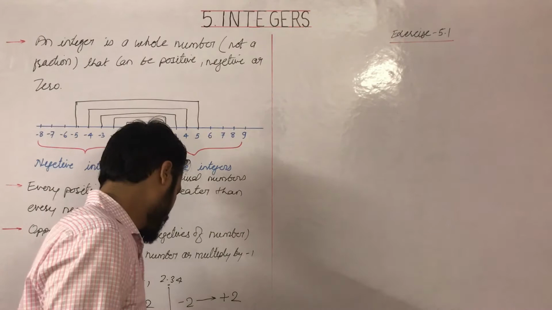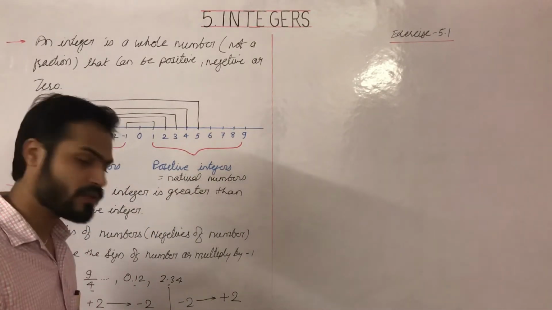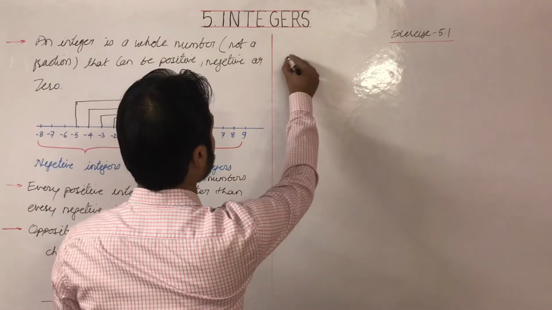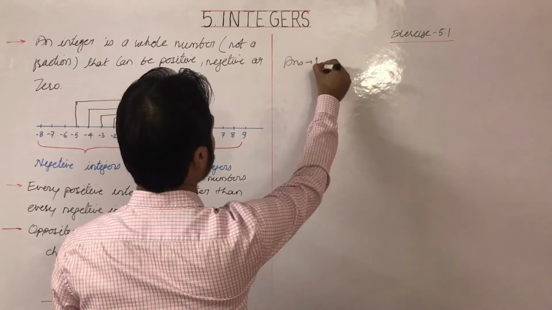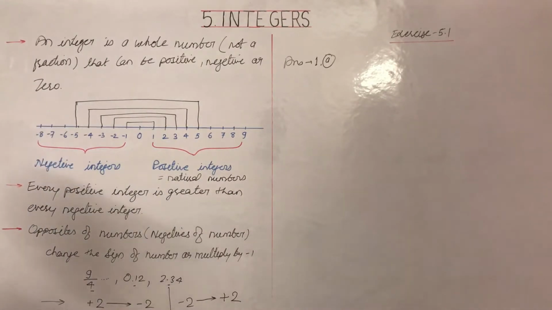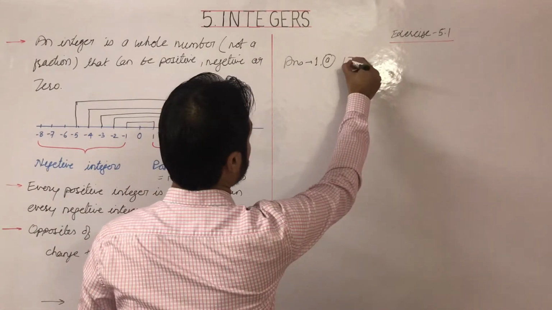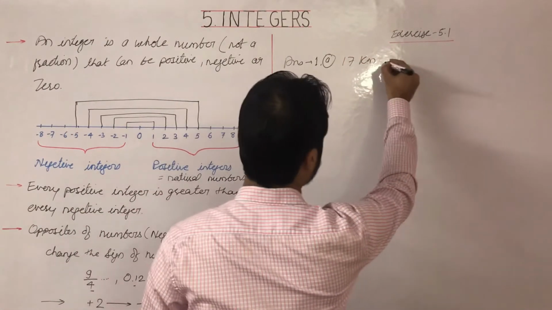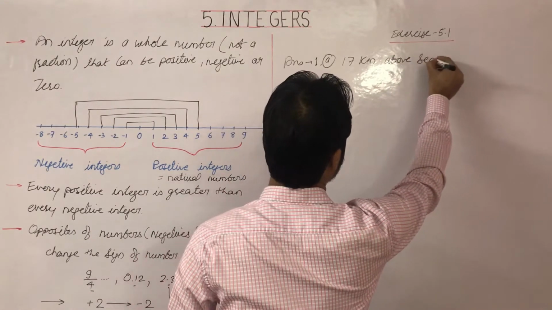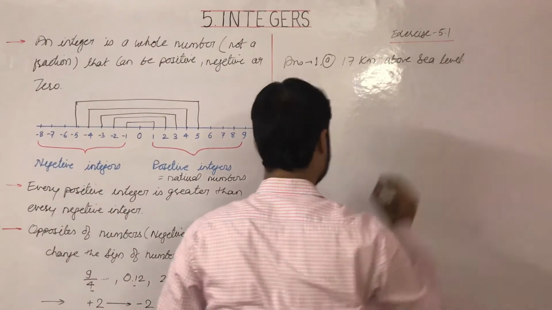First question, write the opposite of the following statements. Page number 47 in your book. First statement is 17 kilometer below sea level. So answer number 1, part A. The statement is 17 kilometer below sea level. Opposite of this statement: 17 kilometer, opposite of below is above, sea level. This is the answer.